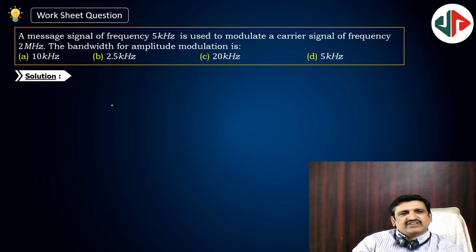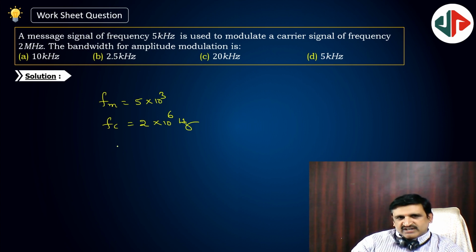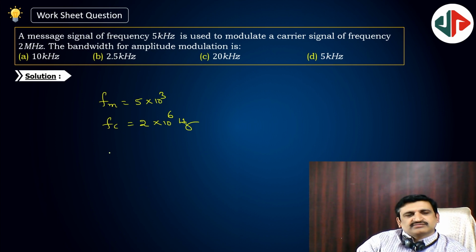A message signal of frequency 5 kilohertz is used to modulate a carrier signal of frequency 2 megahertz. The bandwidth for amplitude modulation is 2 times the frequency of the message, 2 into 5 into 10 to the power 3, that is 10 kilohertz.